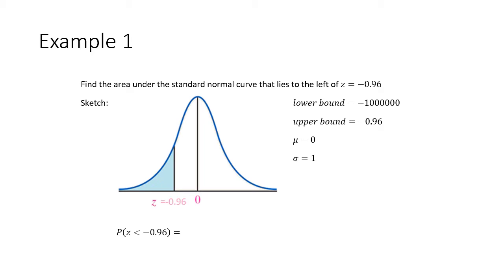But let's take a look at some examples. Find the area under the standard normal curve that lies to the left of z equals 0.96.